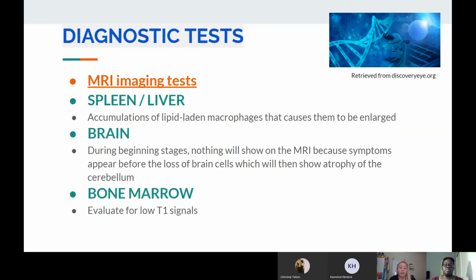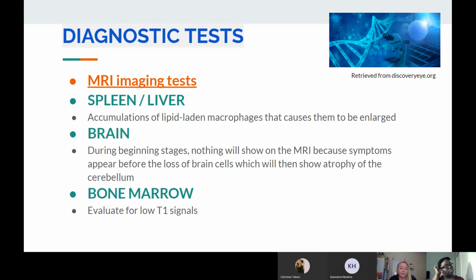Another test we can do is an MRI, and there are a few things we can look for on these. Towards the spleen and liver, we're going to be looking for accumulations of lipid-laden macrophages, and that's when you'll see the enlarged organs.